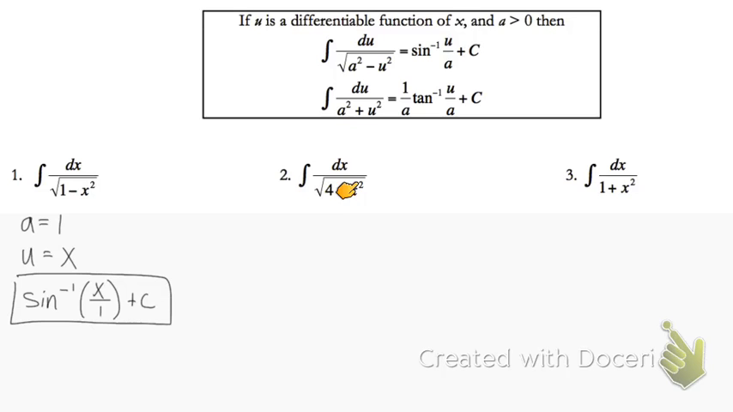For this next one, again, it looks a lot like the integral of sine because we have a square root on the bottom. My a value this time is 2, and my u value is still x. Again, because if I plug those into the function, I get 2 squared minus x squared, which is 4 minus x squared. So if I look at the right-hand side, that would be sine inverse of u, which is x, over a, which is 2, plus c.